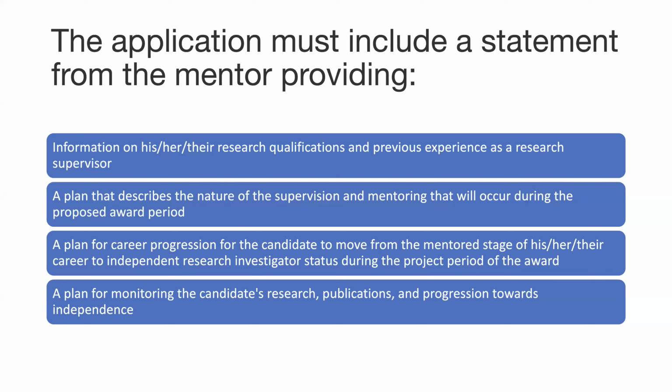The second thing is that the application must include a statement from the mentor providing all of these. First, there has to be information on your mentor's research qualifications and previous experience as a research supervisor. So typically this is in the form of sharing their personal research portfolio, their current grant funding, and previous experience as a research supervisor. So, for example, I have mentored and trained X number of fellows, residents, and faculty, and X percentage of these have funding, of which Y percentage have a K award or a career development award.